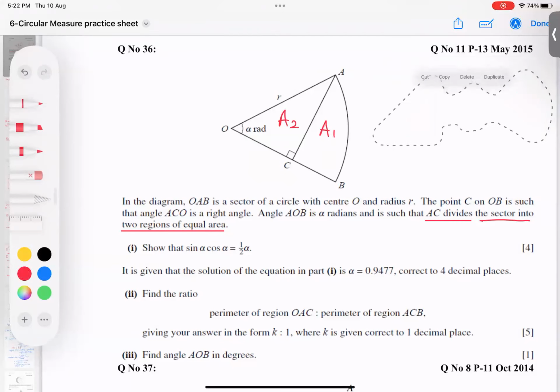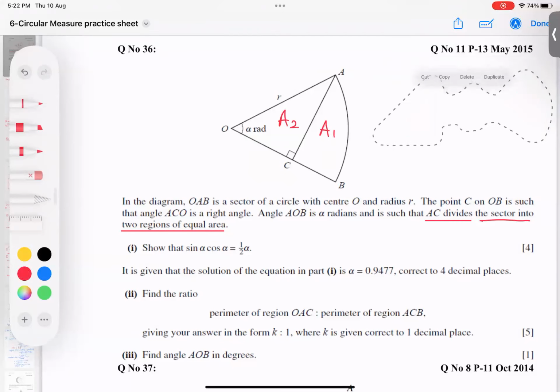For the OAC triangle perimeter, I'm looking for job number 1. Job number 1 means OA plus AC plus CO. So I have to add all the lengths, very clear. Second job, perimeter of the region ACB. Where is ACB? Naturally, he talks about this one. So this perimeter means AC, CB, and this arc. I have to find the ratio. For example, 3:2, you can write 3 up and 2 down, or write it the same way, no problem at all. So let's try to approach.